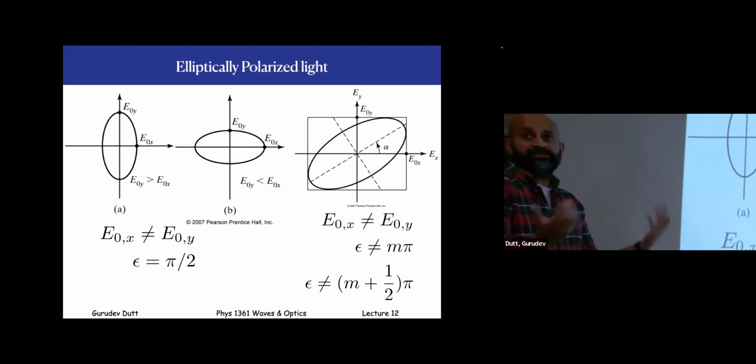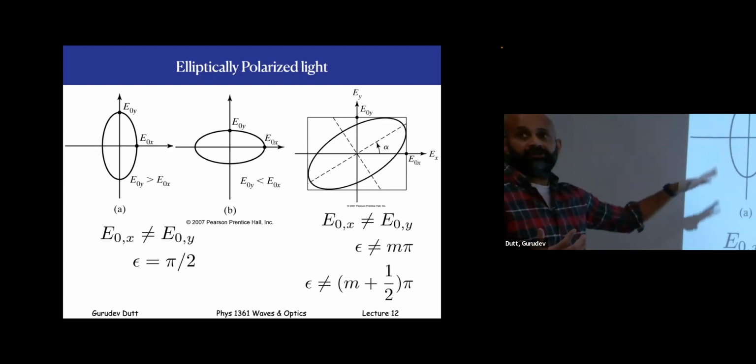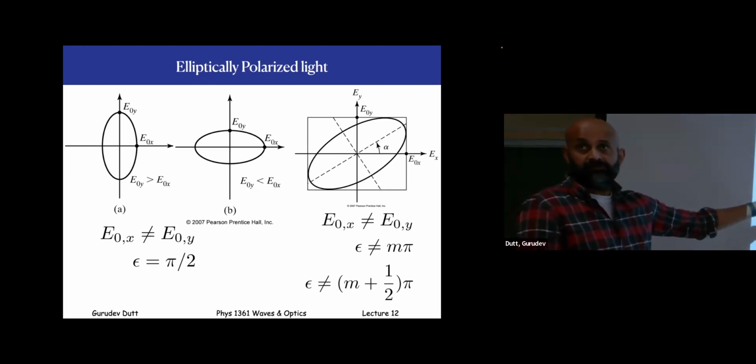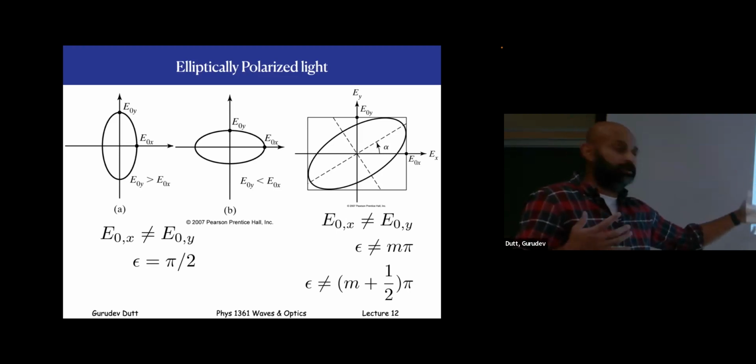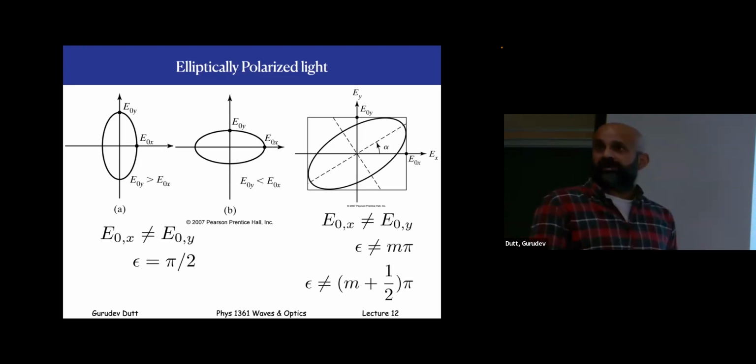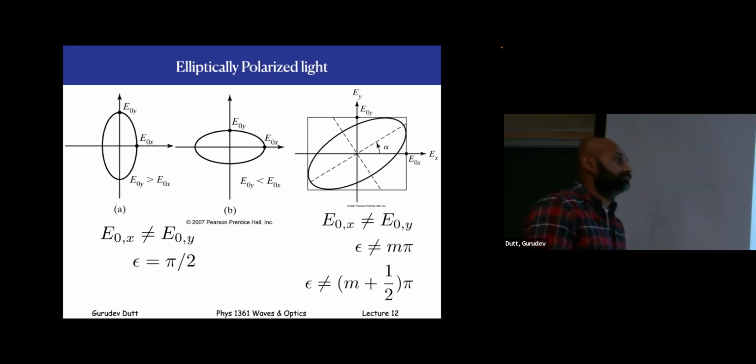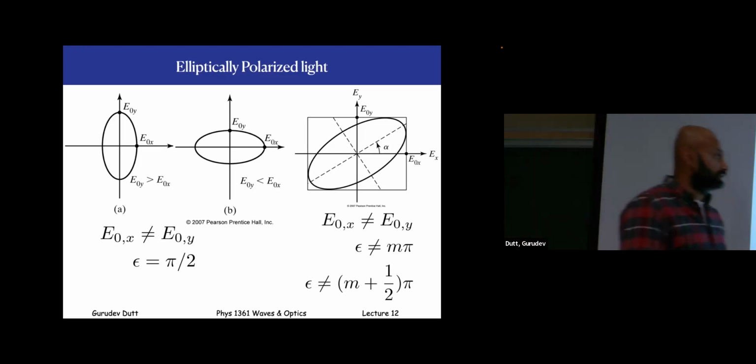It looks very much like circular, except that the amplitudes E naught Y and E naught X are not equal to each other. I'm not deriving rigorously what happens in these cases. If you're interested, you can look in your book, but usually we won't worry about having to derive those situations in this class. Okay.